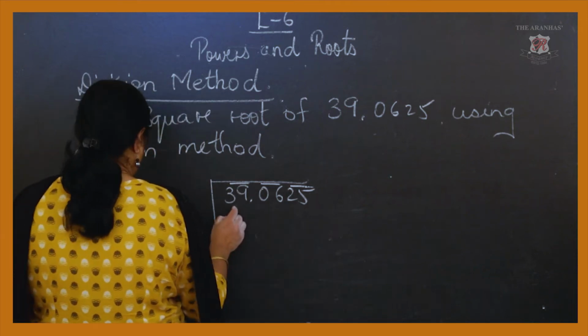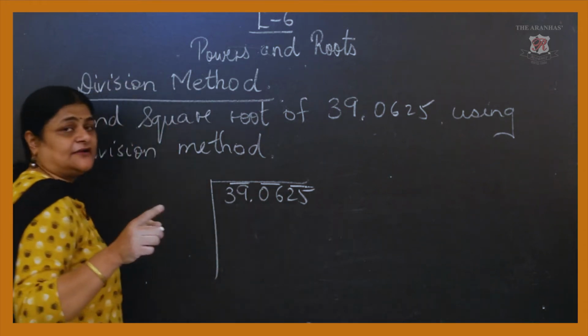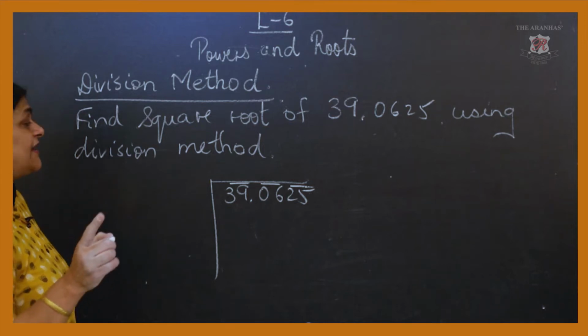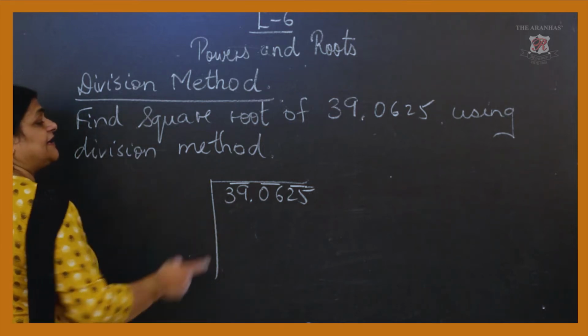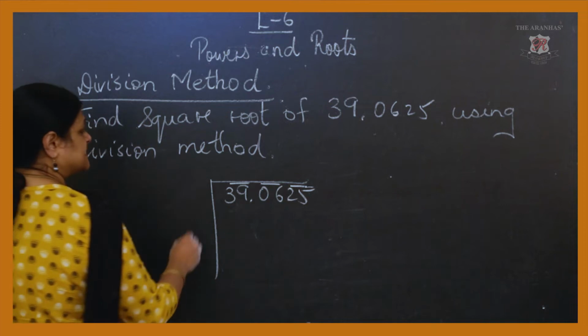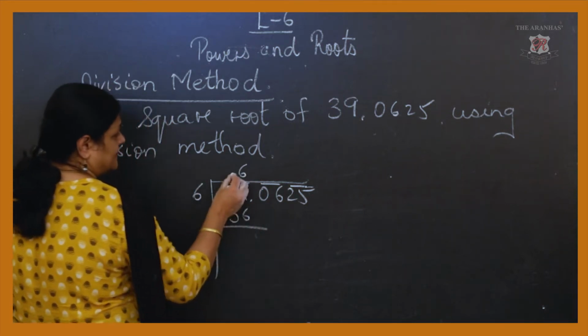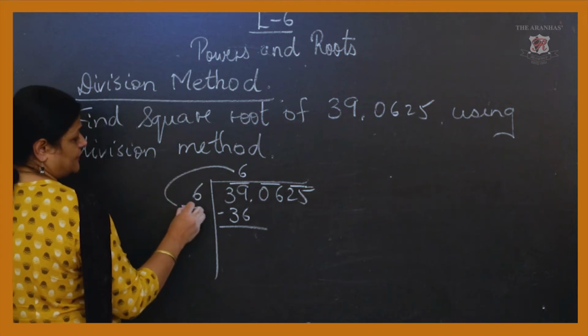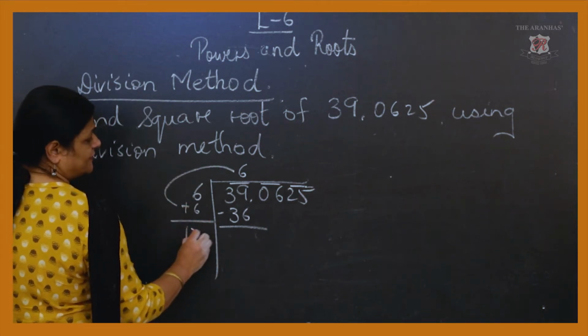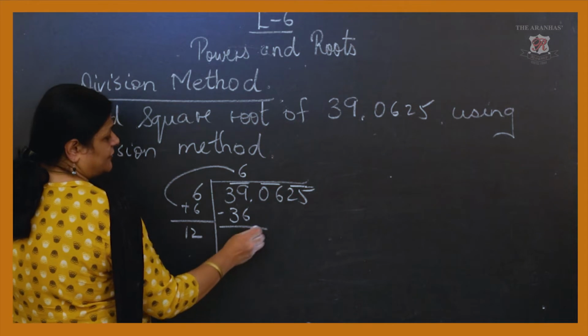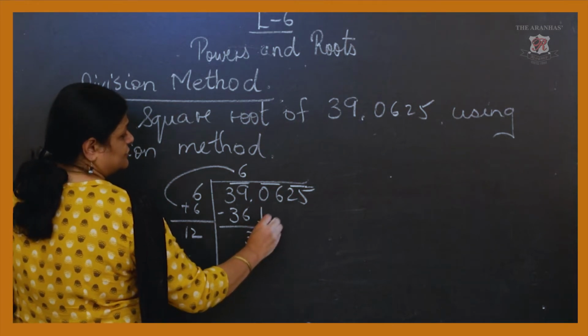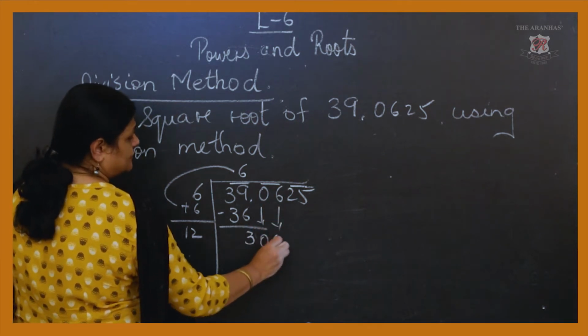So here it will be what? 6 6s are 36 because 7 7s are 49, and 49 is greater than 39. So it will be 6 6s are 36. So here this 6 you are going to add over here will give you 12. This will be 3. Then you are going to take these two digits, that is 06.